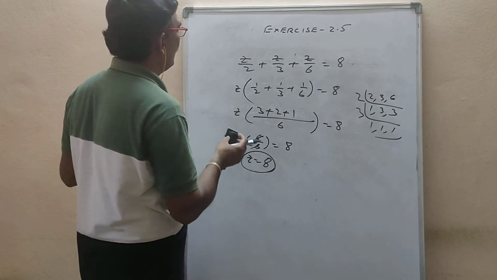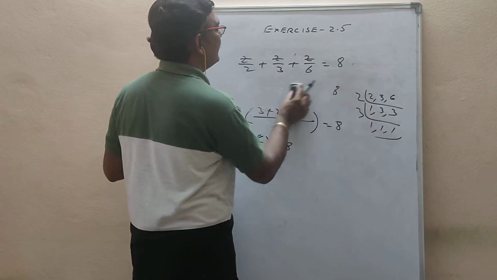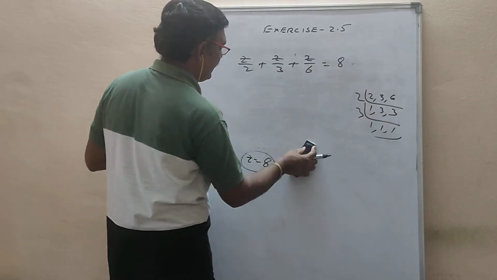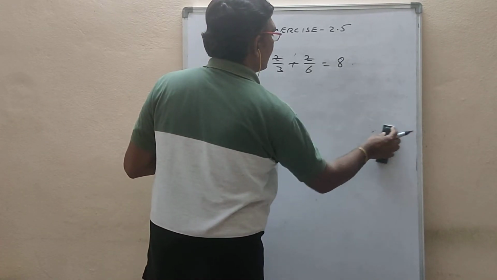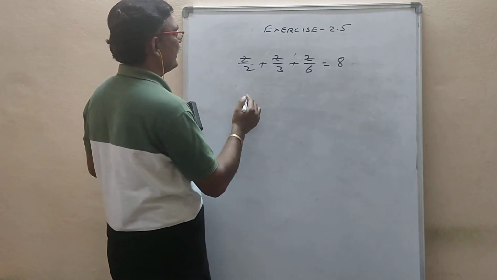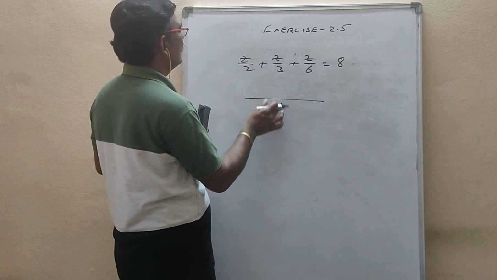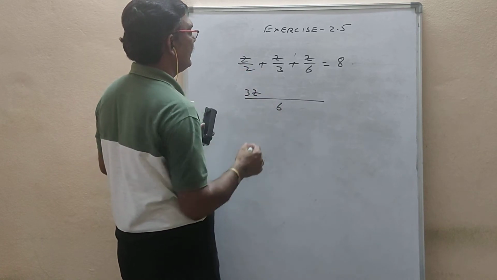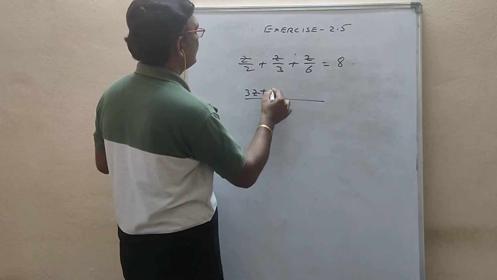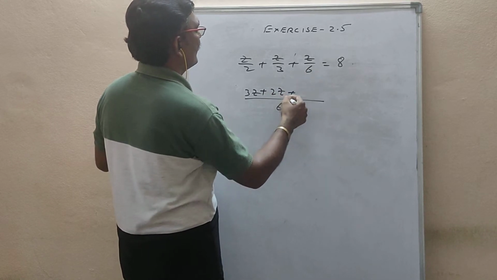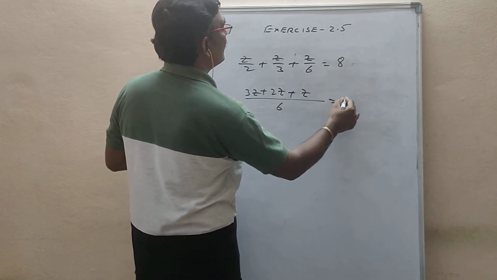The same problem we can do in another method, by taking LCMs, without taking Z as common also. The same LCM will be 6 only. 2, 3 times will go. 3 into Z, 3Z will come here, and here 2Z will come. Here Z will come, is equal to 8.